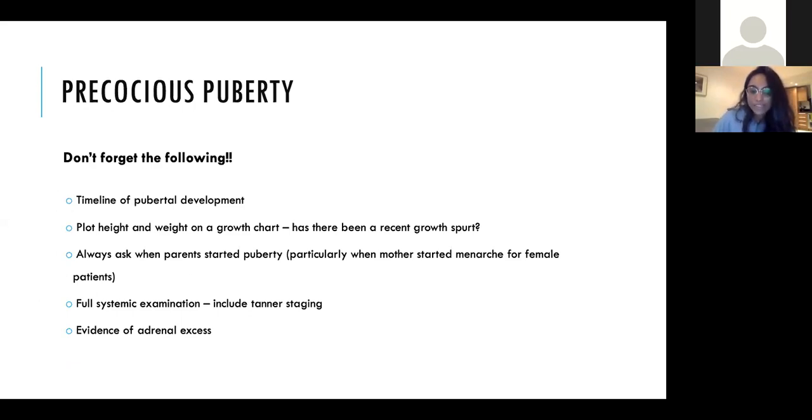So full examination, you need to do the Tanner staging, you need to write Tanner stage 1, 2, 3, okay? And then evidence of adrenal excess. So when you do the examination, look for any birthmarks, any features of Cushing syndrome. So yeah, that's all very important.